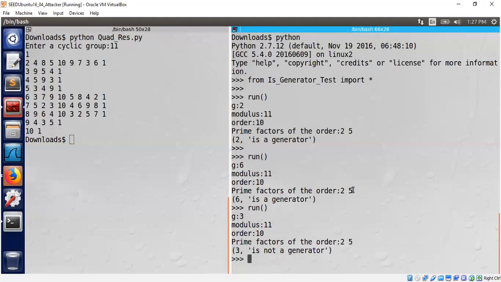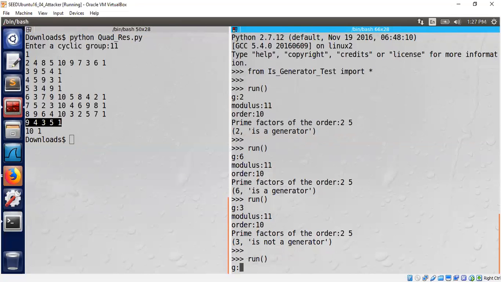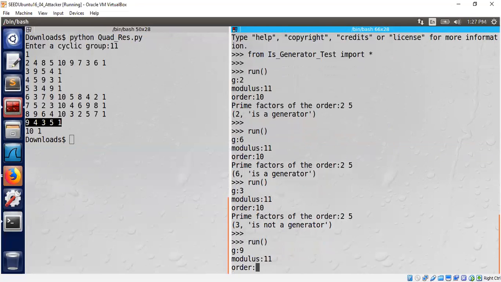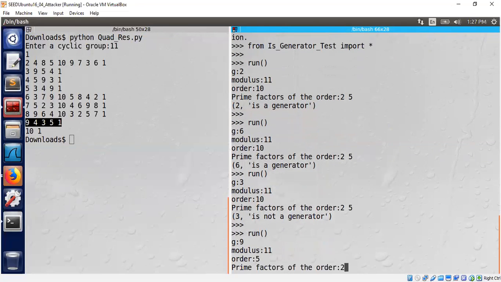What about interesting cases like subgroups? Let's take a simple scenario. Let's take 9. 9 is actually not a generator of this entire group, but it does generate a subgroup of order 5, right? We can see here it generates a group of order 5. Okay, so how do we test that? We can plug in g is 9, modulus is still 11, order is 5. Let's see whether we can check this.